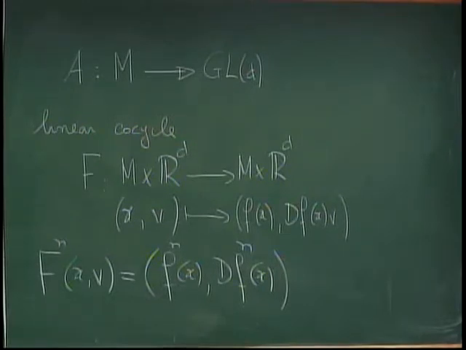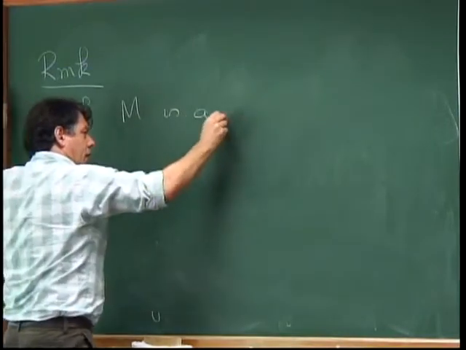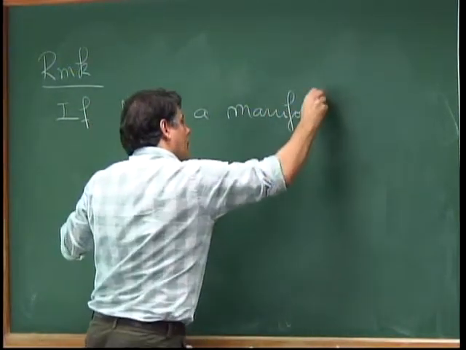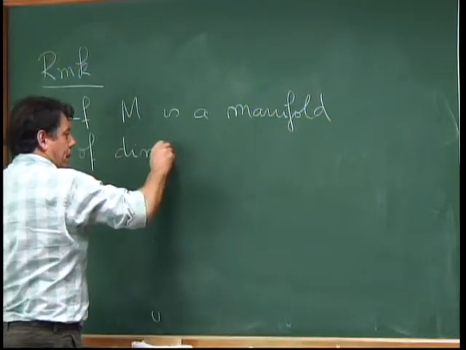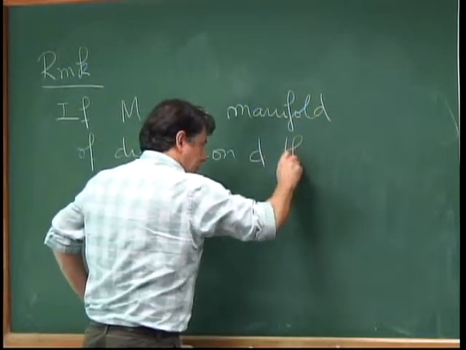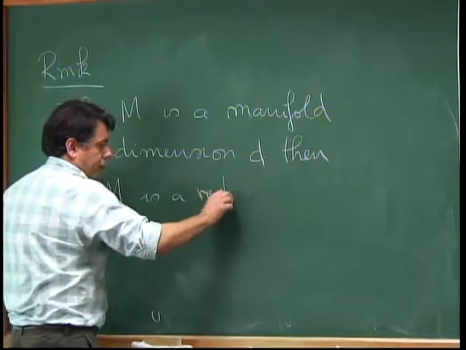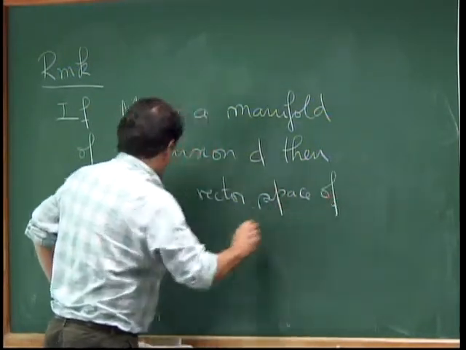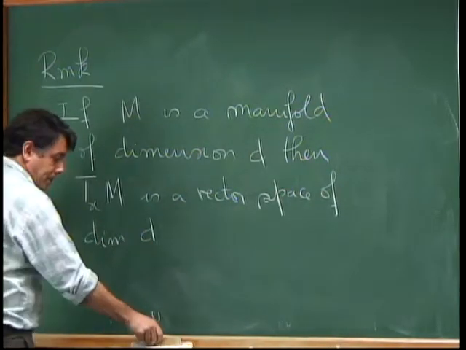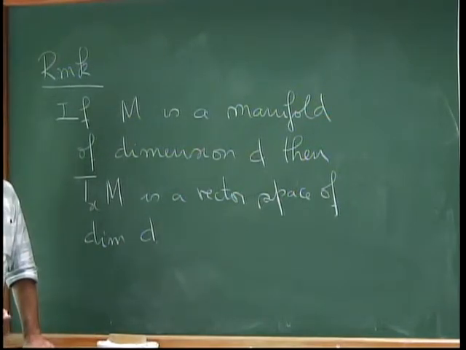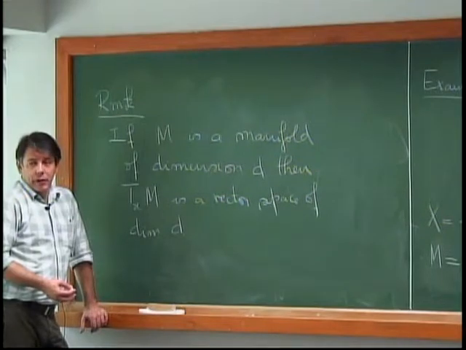Now this is tricky because when you have a manifold in general, for instance a surface, if M is a manifold of dimension d, then the tangent space at any point is a vector space of dimension d. And so, you know that all vector spaces with the same dimension are isomorphic.